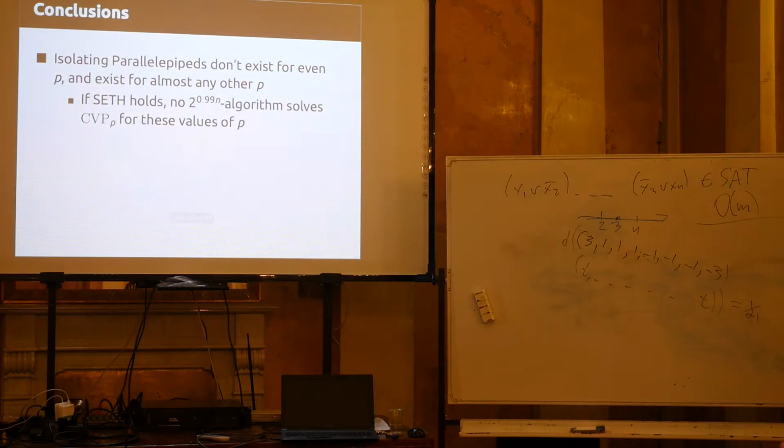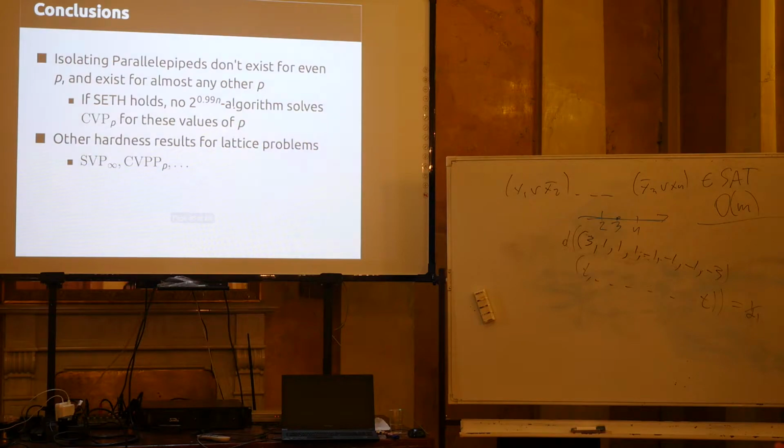So to summarize, for even p's, unfortunately, isolating parallelepipeds don't exist, and our approach does not apply at all. But basically for any other p, they exist, which immediately implies 2 to the n hardness under SETH of CVP in that norm. Using these very reductions, you can actually prove hardness of many other problems on lattices.